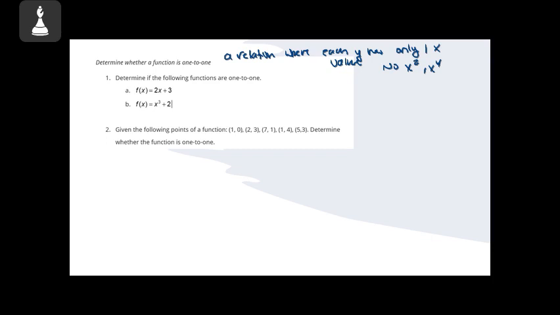So if we look at this first one here, our function is 2x plus 3. We want to know if it is one-to-one. There is a single x, so yes, we are good. In B, the function is x cubed plus 2. Again, we have a power on the x, but it's an odd power, so we are good. If it was f of x is x squared plus 10, no, this would not be one-to-one.